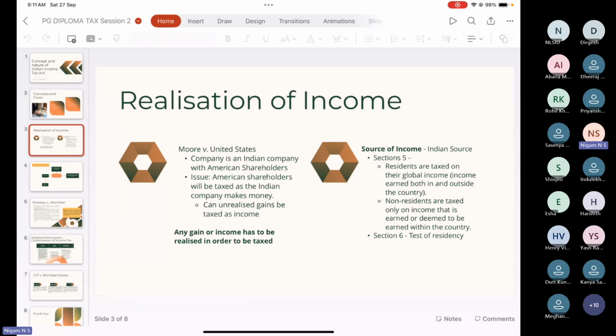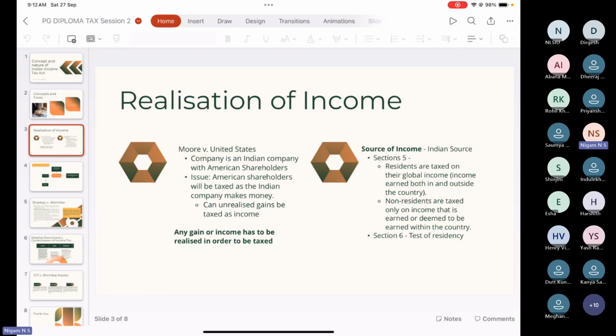it's an American case. It's a case that actually is quite well known as tax cases go. And this case was in the news a few years ago. It's called Moore versus United States. It's a US Supreme Court case. And I wanted to give you this case to underline this point about realization of income, right?